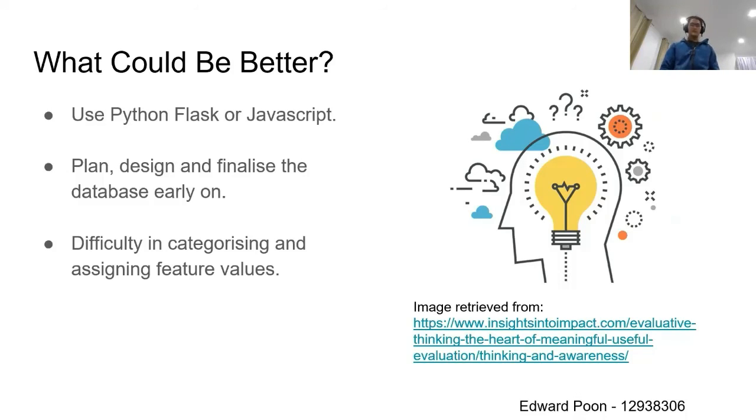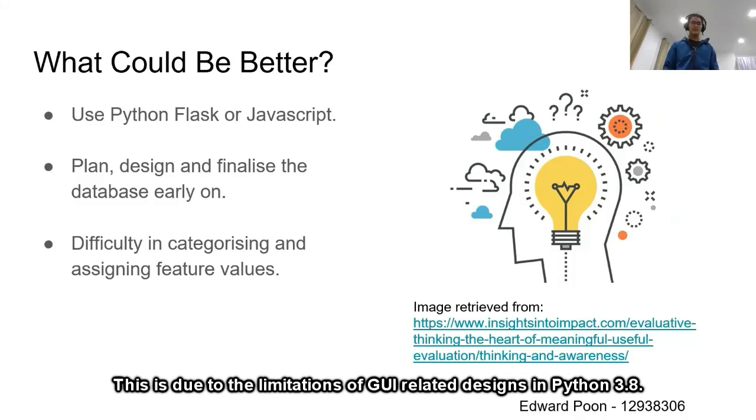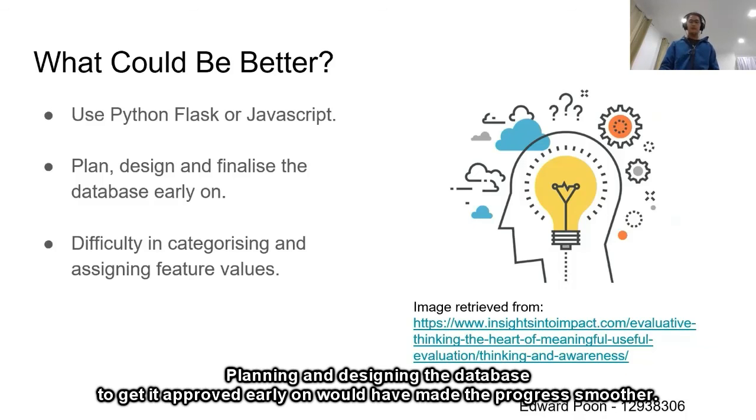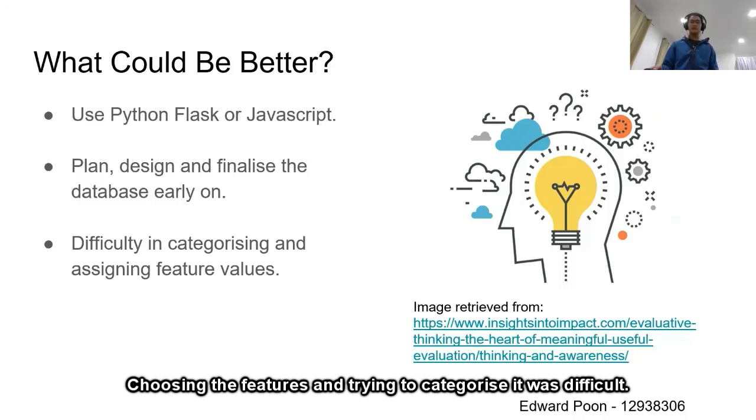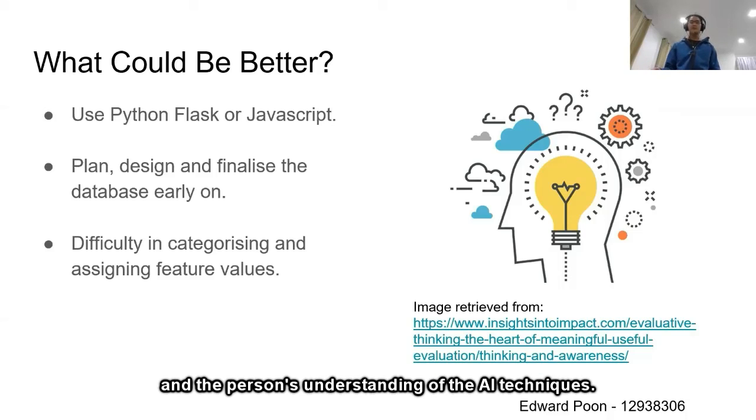So what could we have done better? A good alternative to this is to make it into a web application using Python Flask or JavaScript. This is due to the limitations of the GUI components within the Python 3.8 designs. Planning and designing the database to get it approved early on would have made the process a lot smoother as well. Choosing the features and trying to categorize them was also difficult. For example, what is considered fast or complex will be relative to the current hardware used and the person's understanding of the AI techniques.